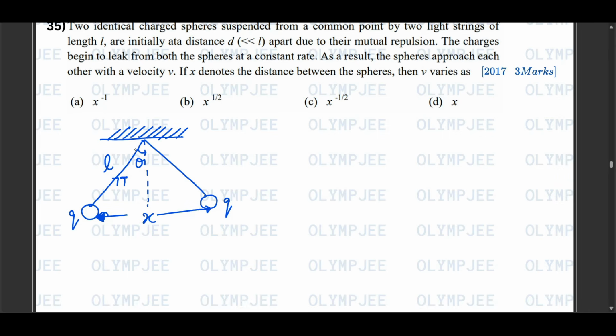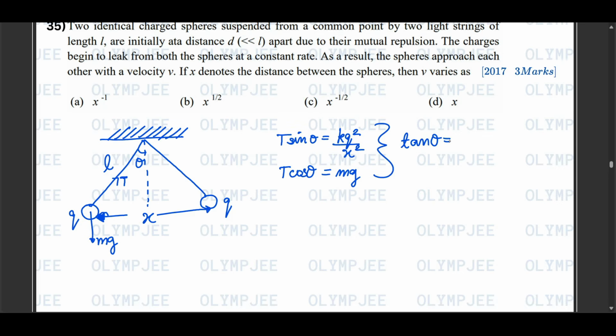So let me write the equations. It will be T sin theta is equal to kq squared by x squared, and mg is acting downwards. So T cos theta is equal to mg. So this will give us that tan theta is equal to kq squared by x squared divided by mg.